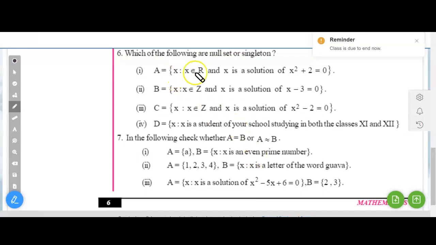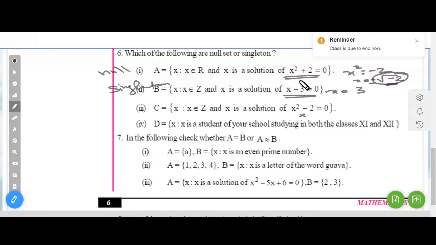Next one is, which of the following are null set or singleton? If you see the first one, it is a null set since x square is equal to minus 2, and x equal to square root of minus 2 is not possible. It's not possible to find the square root of a negative number. So it is null set. Next one, x solution of x equal to 3 has only one element. So it is singleton.